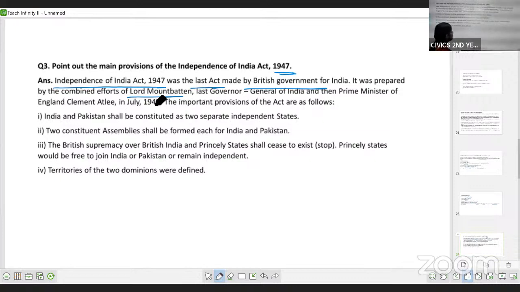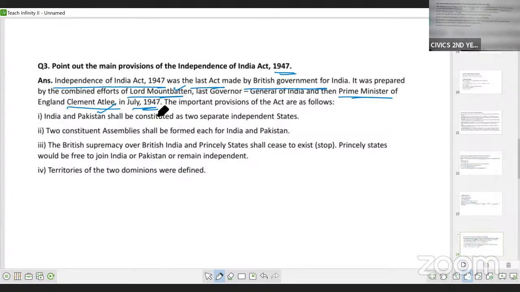Lord Mountbatten was the Governor General, and Clement Attlee was the Prime Minister of England. So, because of the efforts of Lord Mountbatten and Clement Attlee, Independence Act of India was passed in British Parliament in 1947. In July 1947, this act was passed in the British Parliament.